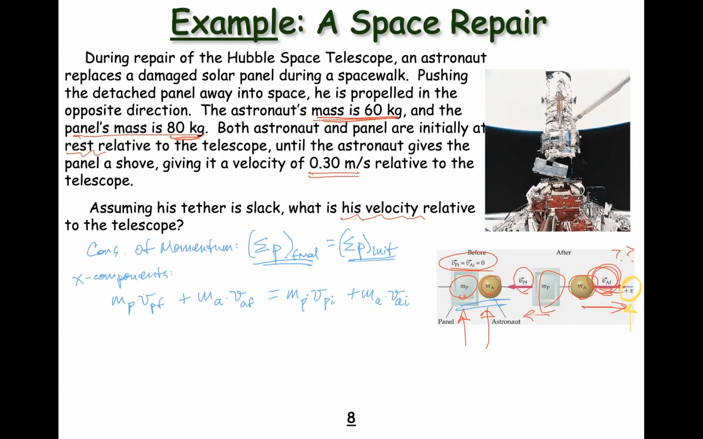In this case, we're told that they both start at rest, so these are both zero velocities. Now we can solve for what we want, which is the final velocity of the astronaut. That's the unknown we're trying to solve for. So let's do that. There we go, that's the answer. Again, bearing in mind that these are X components for the velocities. Now all we need to do is plug in the values.